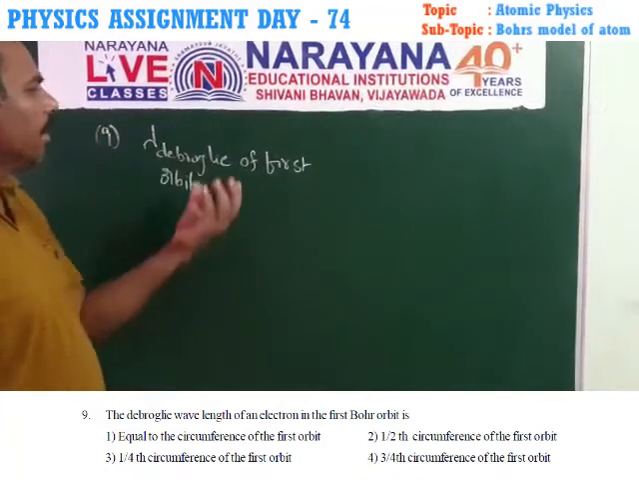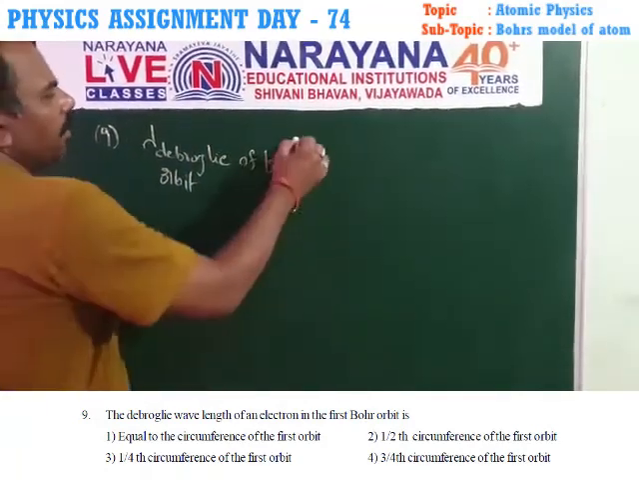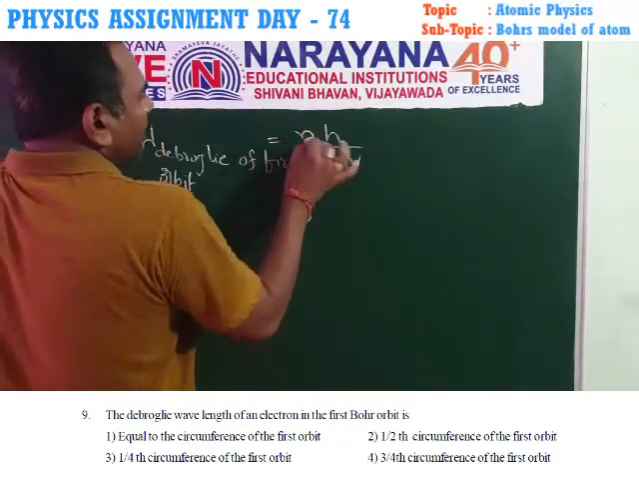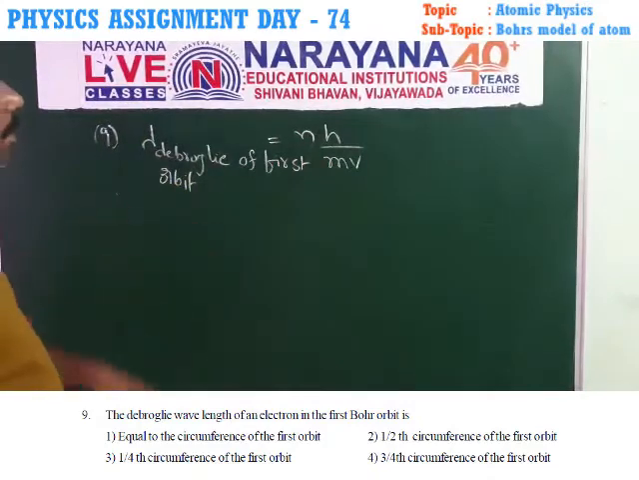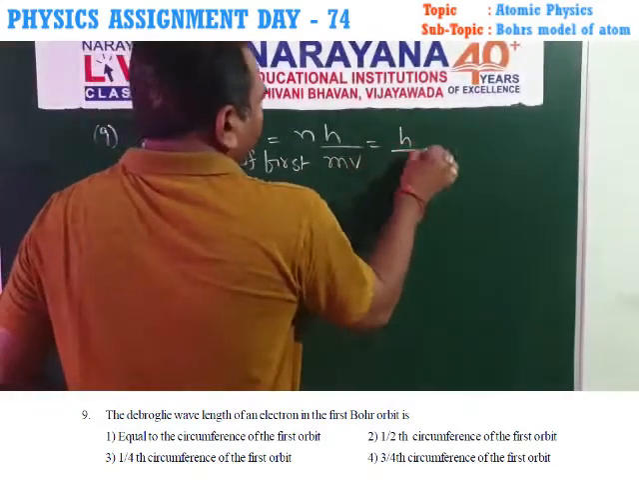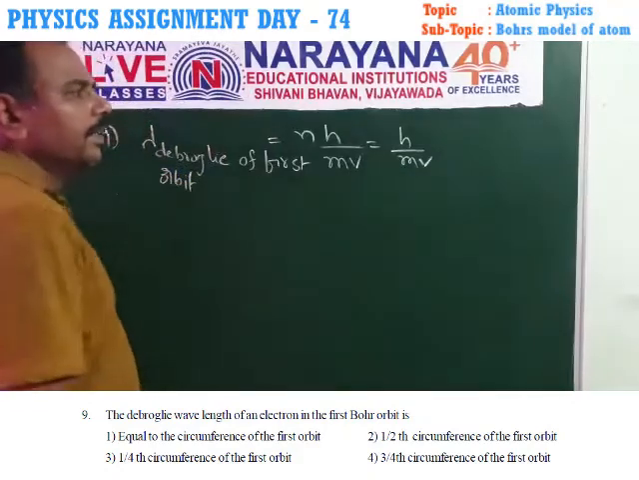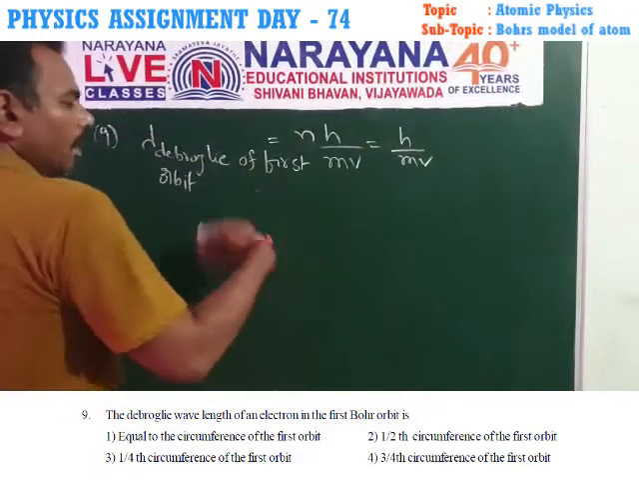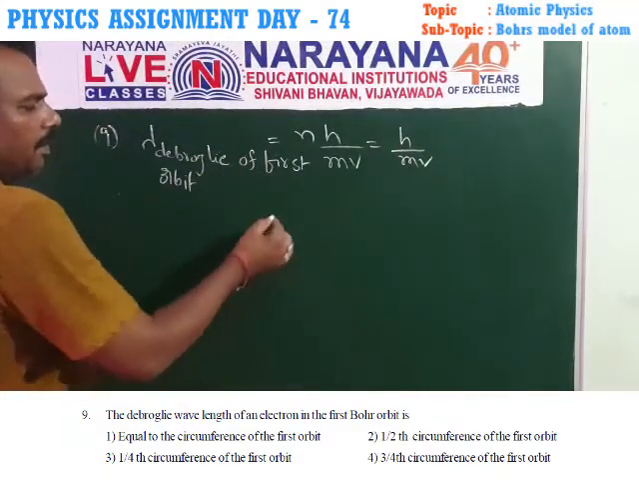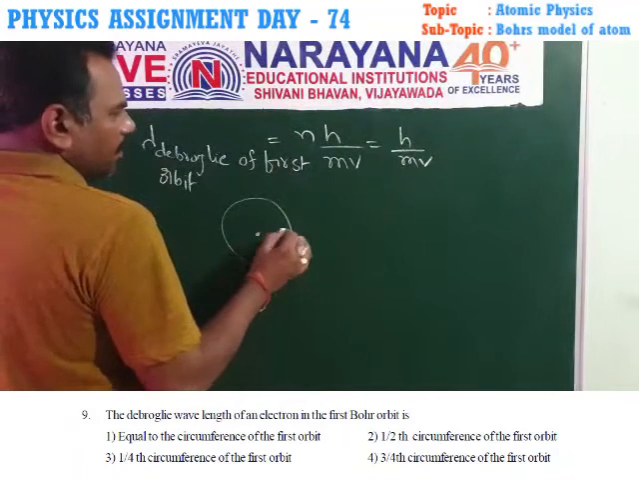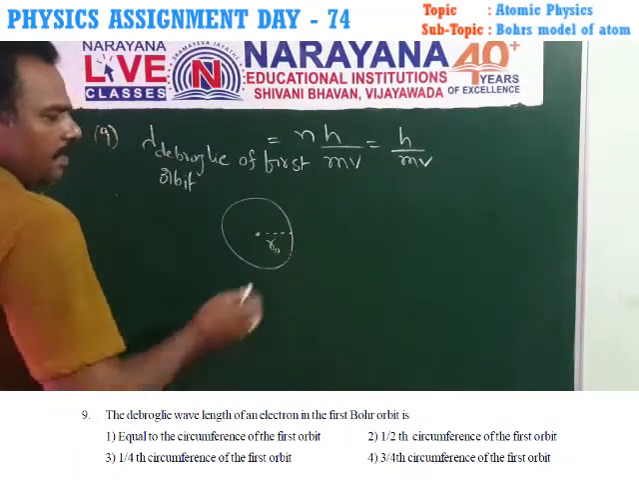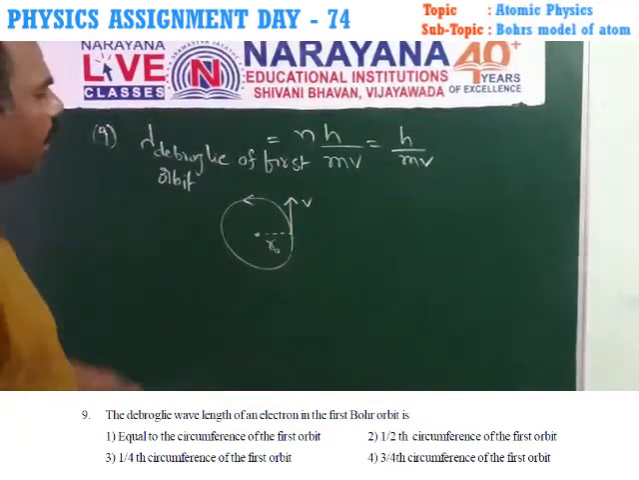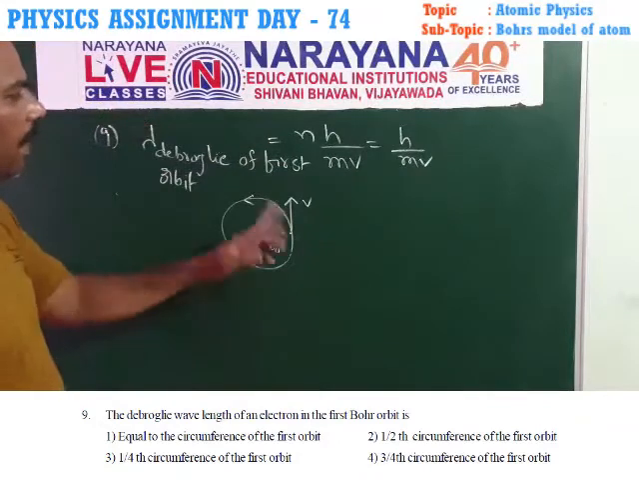In the ninth sum, de Broglie wavelength of first orbit is equal to h by mv. So first orbit, n is equal to 1 only. h by mv, de Broglie wavelength. Now, you know about the first orbit circular motion. R naught is the radius of orbit, V is the speed. So after one revolution, angular momentum L is equal to mvr.